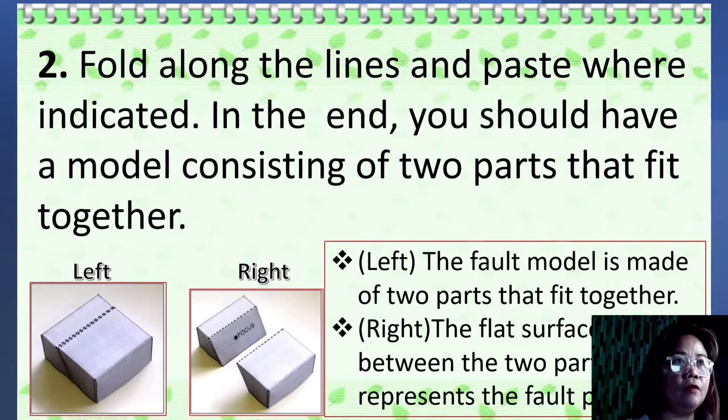2. Fold along lines and paste where indicated. In the end, you should have a model consisting of two parts that fit together. Left, the fault model is made of two parts that fit together. Right, the flat surface between the two parts represents the fault plane.